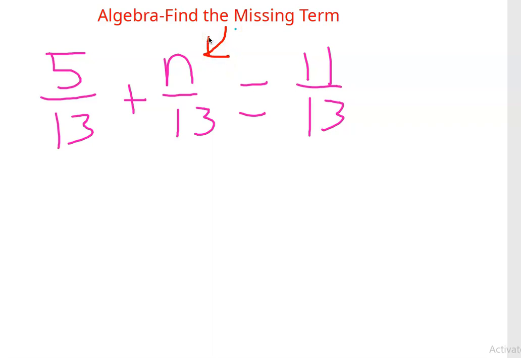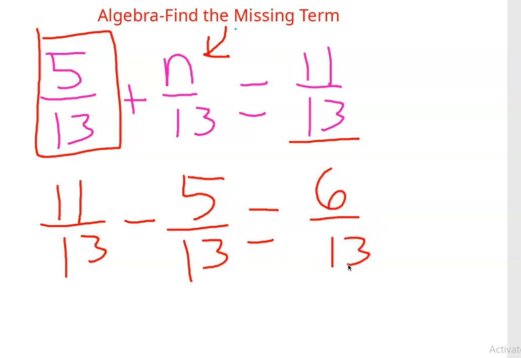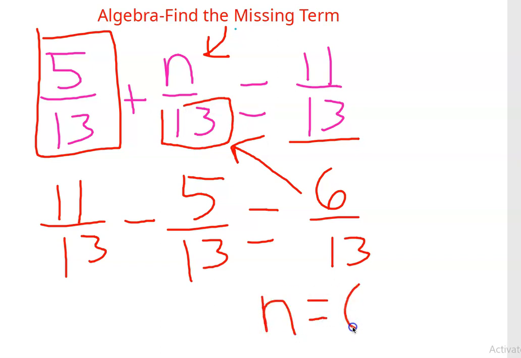So what we're going to do is take the two terms that we have and subtract them to get the middle term. So we have to start with our answer and work backwards. So 11/13, you start at the end, and now that was addition, now we subtract, and then you have this term here, 5/13. So 11/13 minus 5/13 equals 6/13. All right, so our middle term is 6/13. The first thing I want to check is that it's over 13, and it is. So our n equals 6.